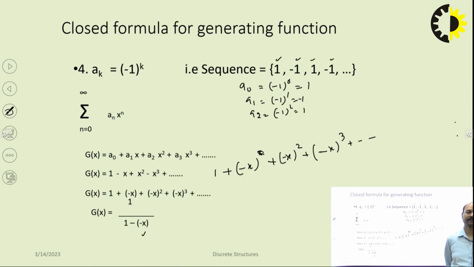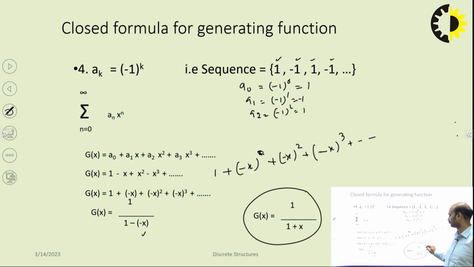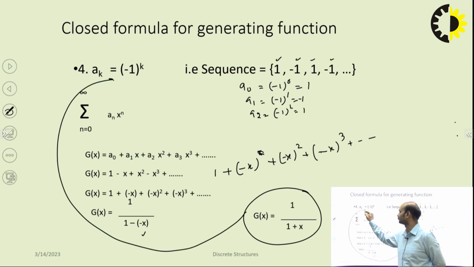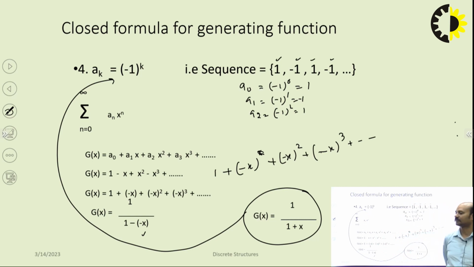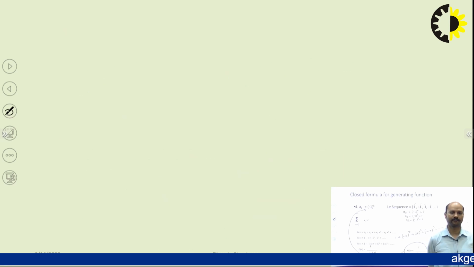We consider it as a ratio of -x, so the formula becomes G(x) is equal to 1 upon 1 + x. If our recurrence relation solution for a_k is equal to (-1)^k, then G(x) is equal to 1 upon 1 + x. This is a closed formula for the sequence in terms of 1 and -1 alternating up to infinity.